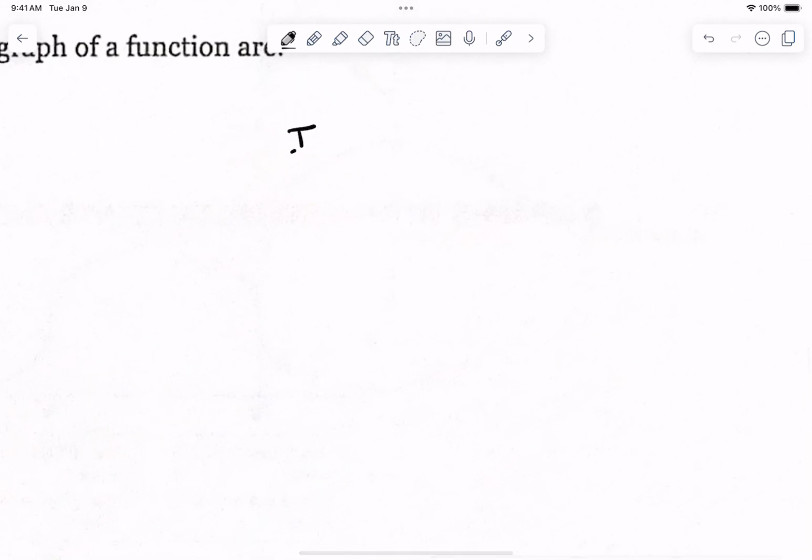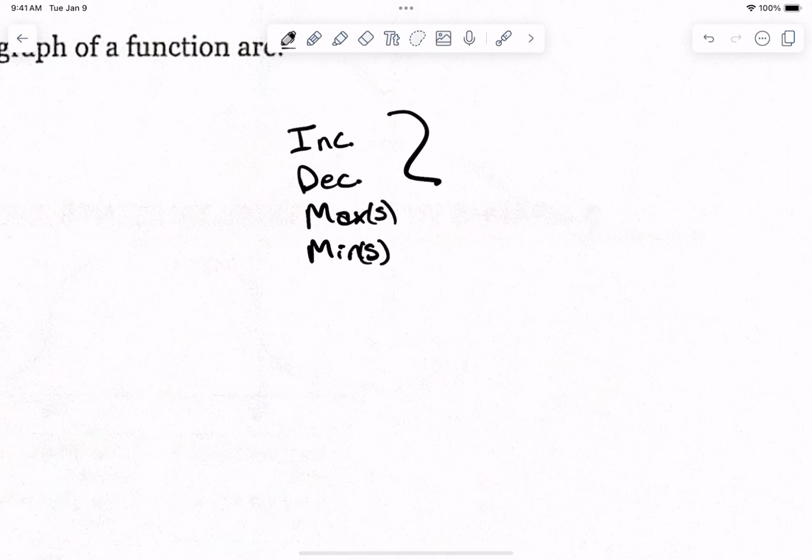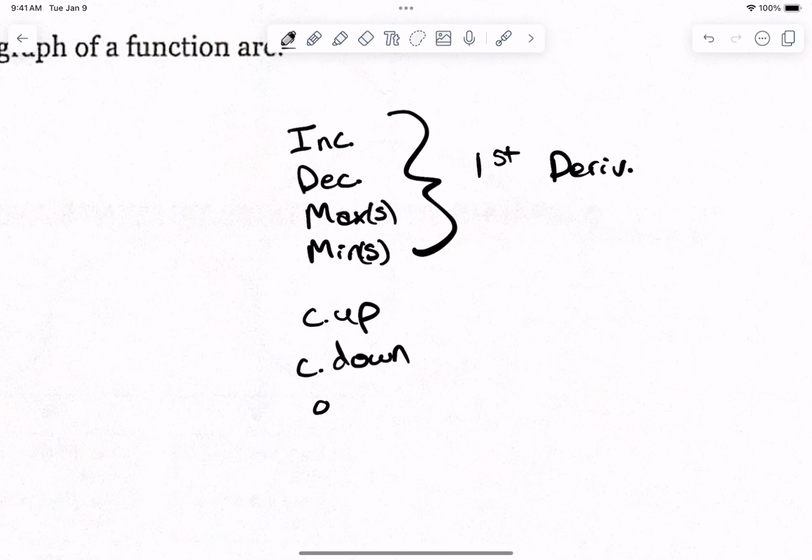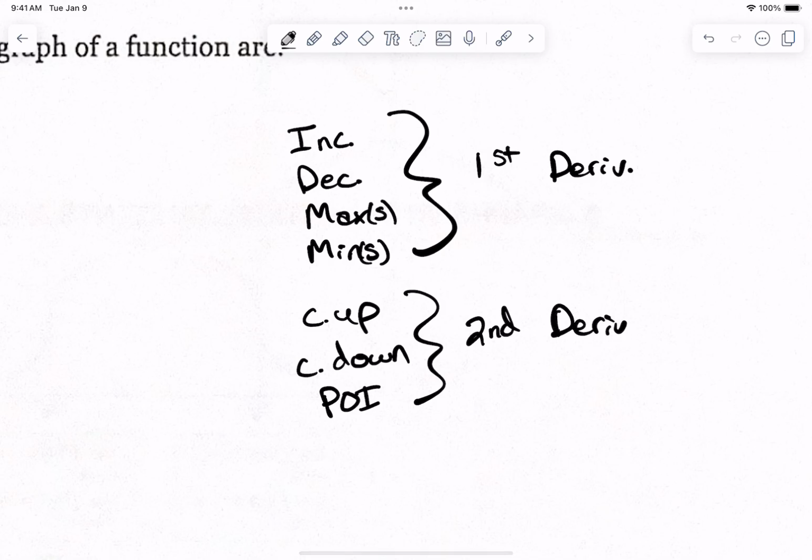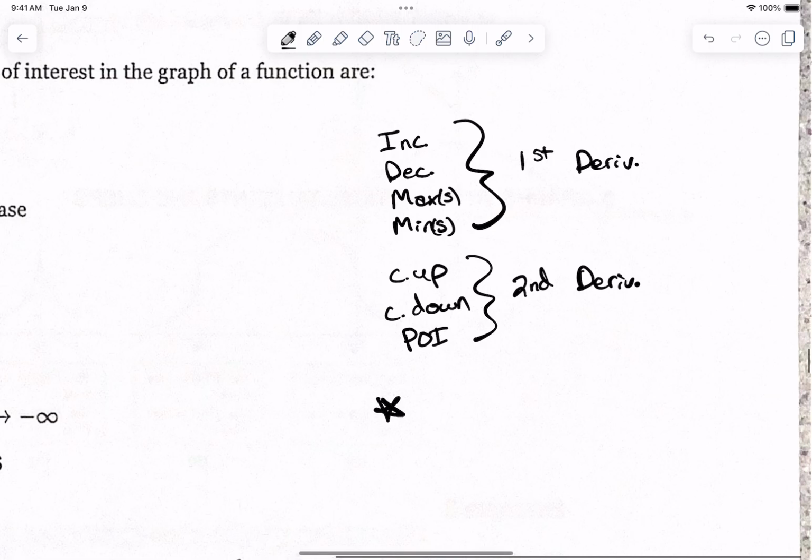If we're trying to locate increasing, decreasing, maxes, and mins, what do we do for that? First derivative. Okay. If we are trying to do concave up, concave down, or POI, that is the second derivative, okay? That all still applies.